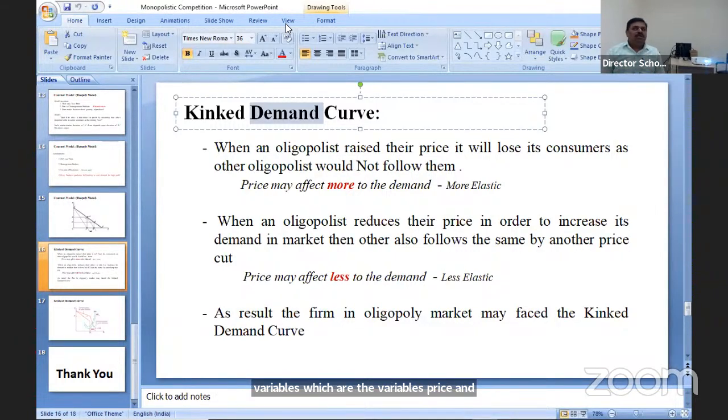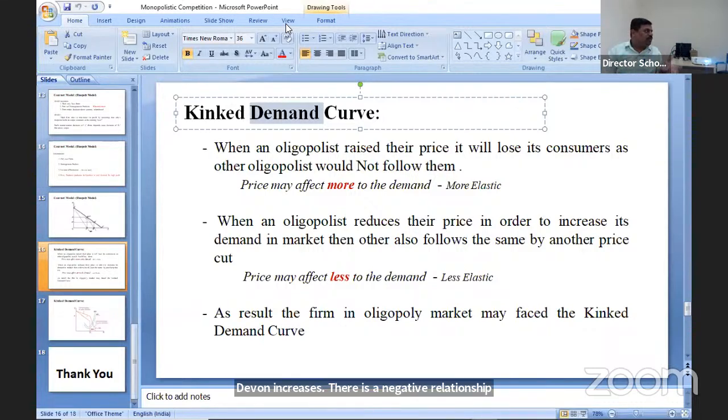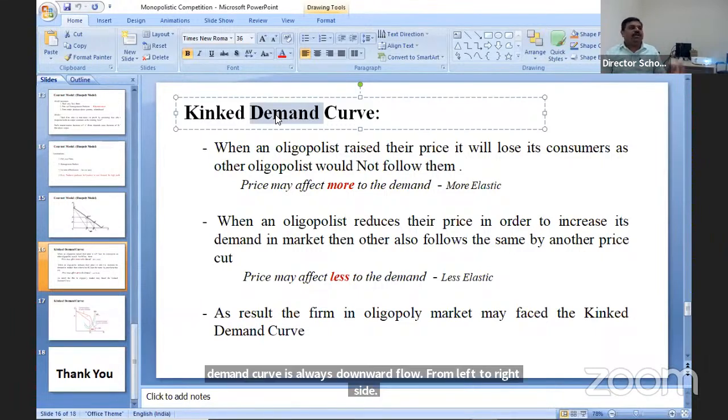Is this how there is a negative relationship? If the price increases, then what happens? The demand decreases. And if the price decreases, then what happens? Demand increases. There is a negative relationship between the two variables. Whenever two variables show a negative relationship, then obviously the curve has a downward slope. So I want to clear that concept that the demand curve is always downward sloping from left to right side. And remember that the curve starts from the left side.